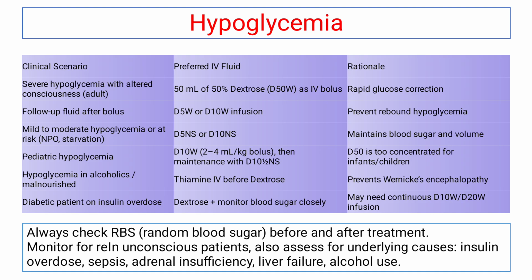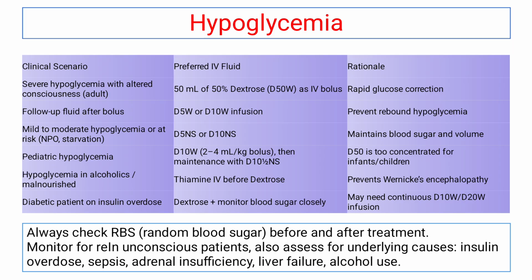In cases of hypoglycemia, which I have already discussed, the preferred fluid is 50 ml of 50% dextrose as IV bolus. It rapidly corrects the hypoglycemia, and it is preferred in severe hypoglycemia with altered consciousness. As a follow-up after bolus, we can use dextrose 5% water or D10 infusion to prevent the rebound hypoglycemia.